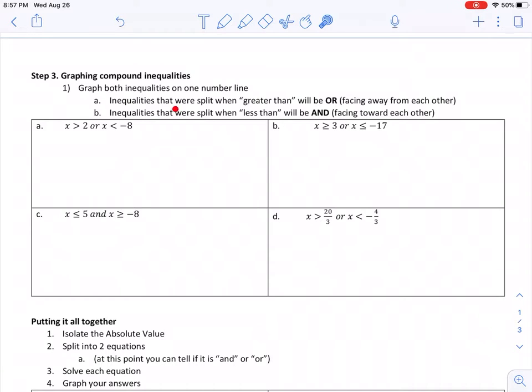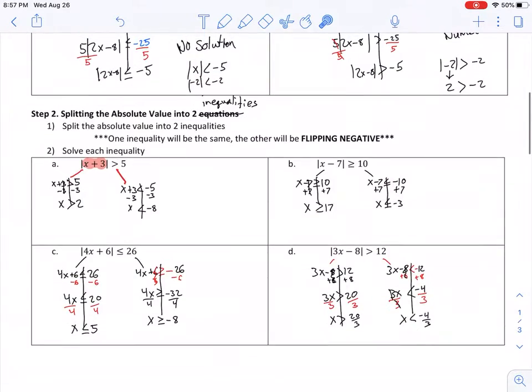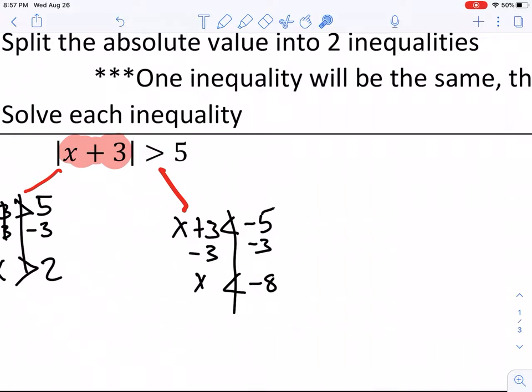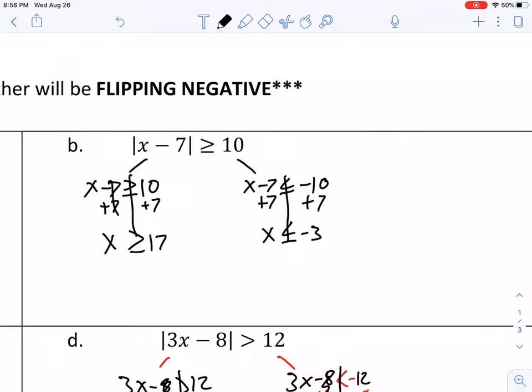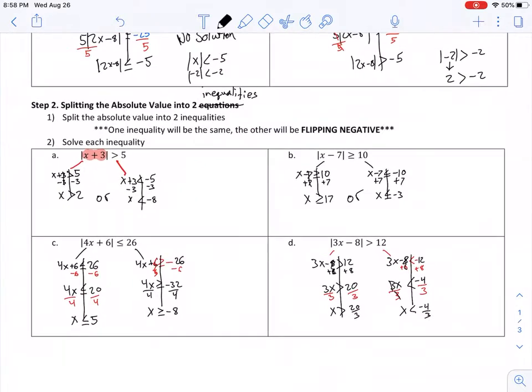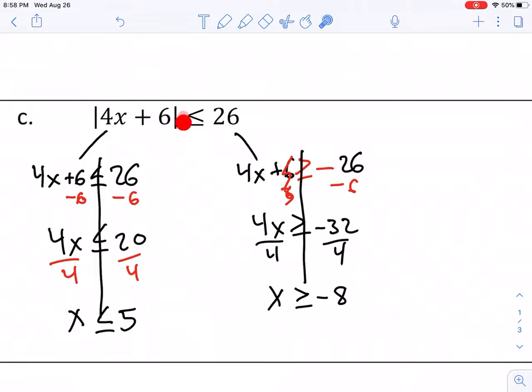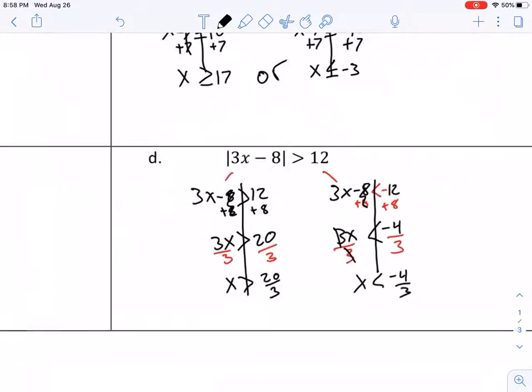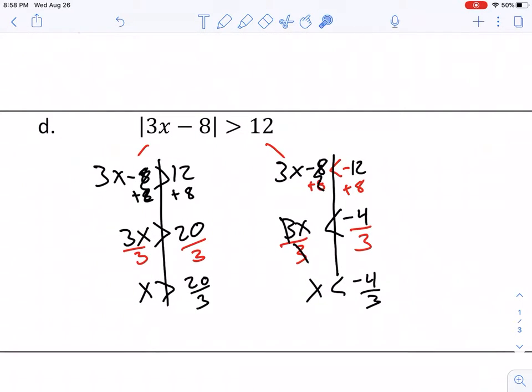And what you'll notice is inequalities, when they were split, if they had a greater than, they're going to be or, which means they're facing away from each other when they're graphed. Inequalities that were split when less than will be and, and are facing toward each other. So let's see, when we split this one, this is greater than, so this is an or. This is greater than, so it's or. This is less than, so it's and. These will be shaded, everything in between the points. And this is greater than, so this is an or.